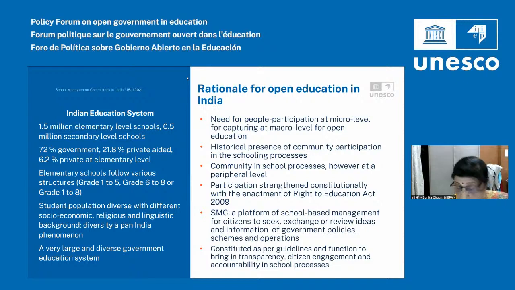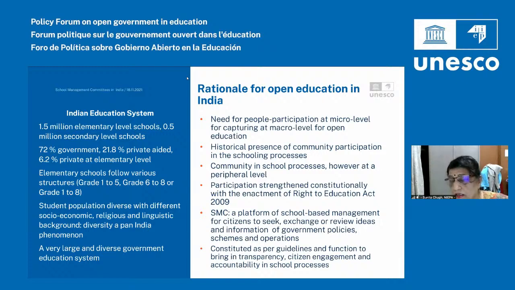And it was felt that the top-down approach will not work if we really want to improve the quality in education. Therefore, we need to adopt a bottom-up approach for the planning and implementation strategies, to meet the expectations of all the population. So the need was felt for people's participation at the micro level so that the learning outcomes can be improved, and for capturing the efficiency of the education system at the macro level.